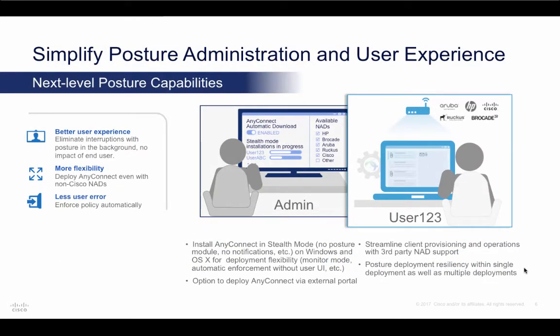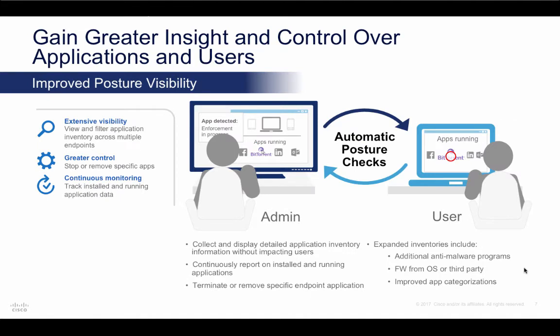So using ISE 2.2 and AnyConnect 4.4, first of all, the user gets the best user experience. There are no interruptions for the users when the posture is running. The posture can run in the background. Your Cisco AnyConnect agent can also run in something called stealth mode, so it's not even visible to the user, but it offers the same level of protection that a full-blown agent would. It is more flexible to deploy, so it can easily work across any kind of network access device you have. And it also lets you deploy Cisco AnyConnect using an external portal, so the user can go to a portal anytime and get provisioned with the full-blown AnyConnect agent with all the right profiles.